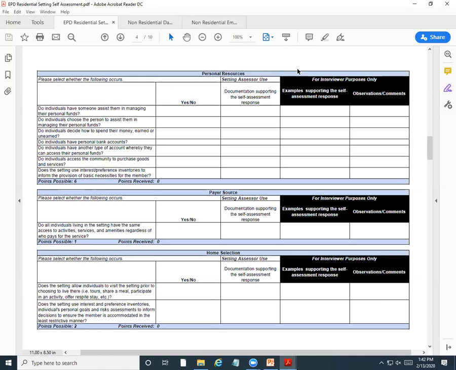We also have, does the setting use interest and preference inventories or individuals' personal goals and risk assessments to inform decisions to ensure the member is accommodated in the least restrictive manner? So again, that's for those members that may have a memory issue or a cognitive impairment, that may not be able to speak to their needs, but we want to make sure we're serving them in the best manner possible, with as few restrictions as possible.